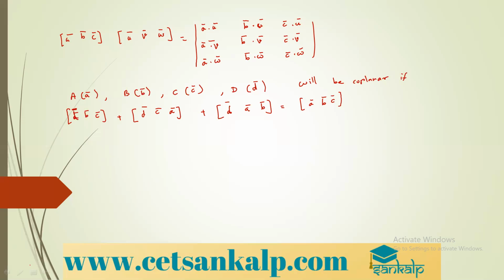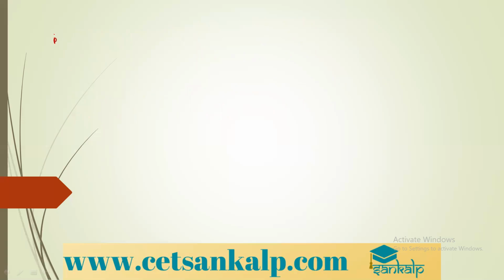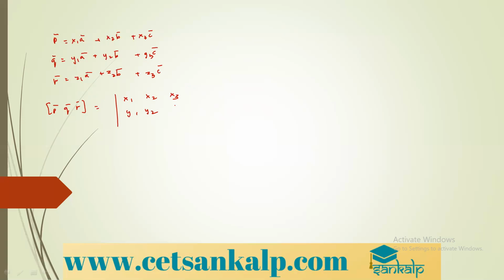And some more points I will be telling you in the next page. If vector P is x1a plus x2b plus x3c, vector Q is y1a plus y2b plus y3c, vector R is z1a plus z2b plus z3c, then box PQR can be written as the determinant of x1, x2, x3, y1, y2, y3, z1, z2, z3 into box ABC.